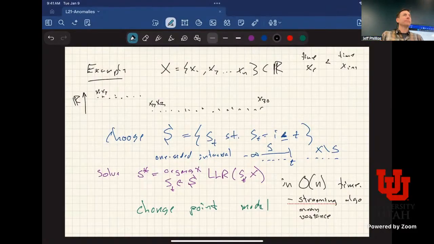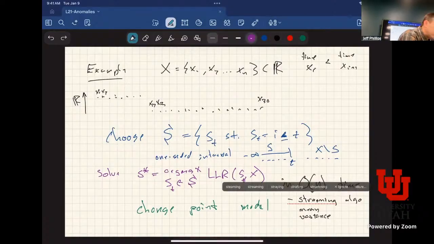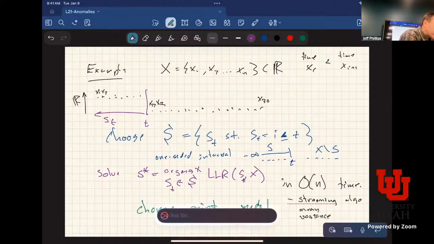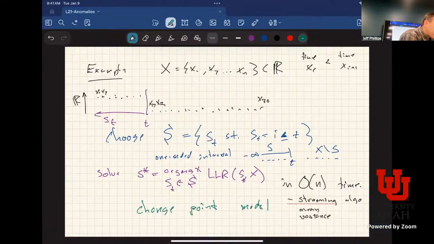This makes sense? So this is a nice model where I can solve for the optimal anomalous subset very efficiently. So if this is T, then this set defines S of T, and then over here, this would be X set minus S of T in this region.